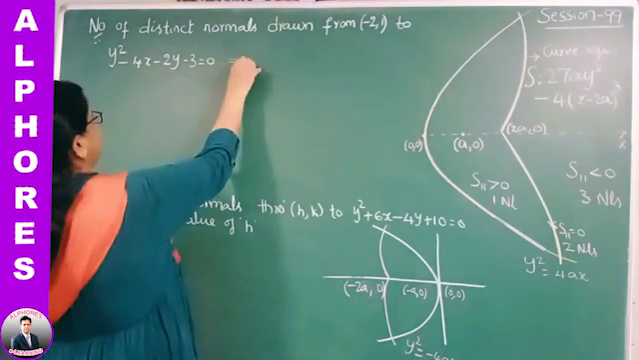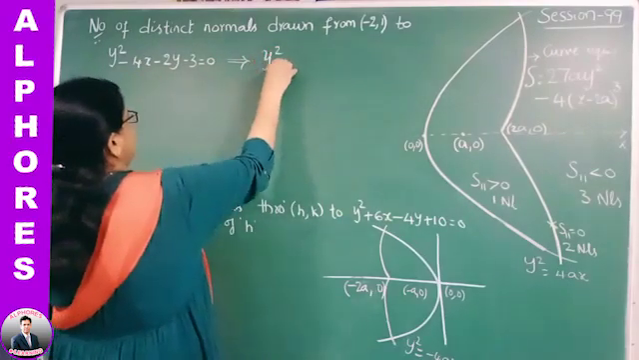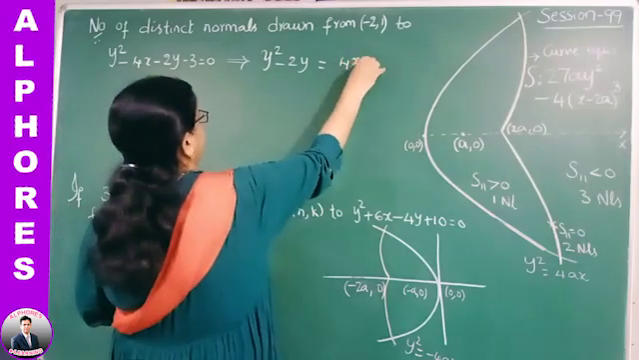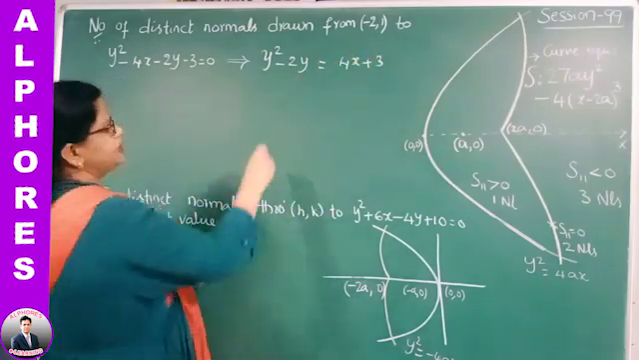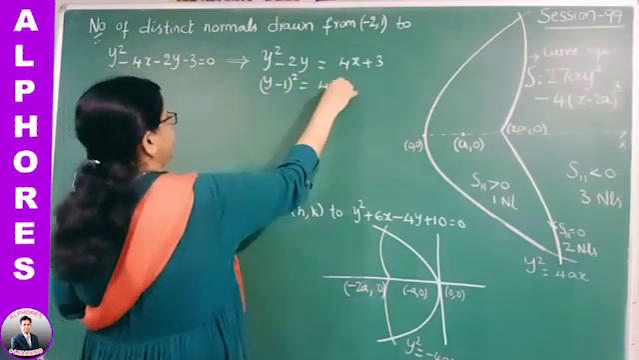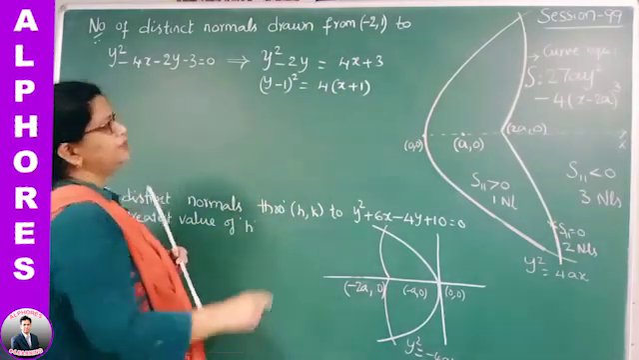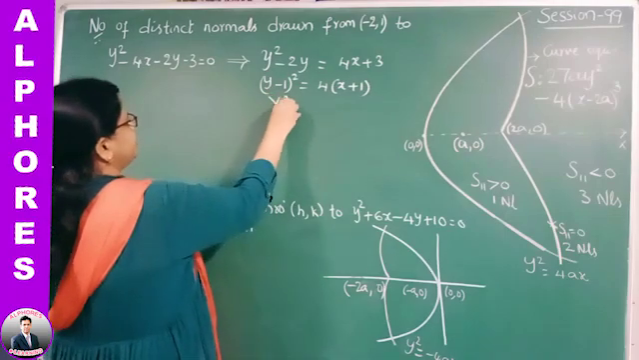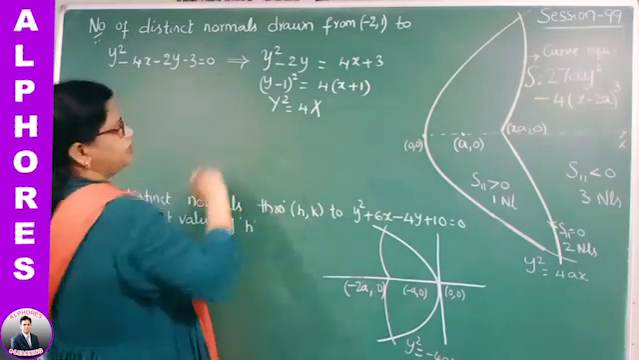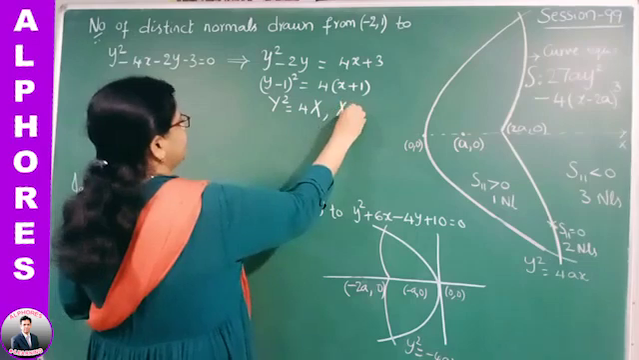First let us convert it into the standard equation form: y square minus 2y, and the other value you can send to that side, it will become 4x plus 3. Then if you add 1 on both sides, we get (y minus 1) whole square equal to 4 into (x plus 1), by adding 1. Now this is the standard form, that is Y square equal to 4X, where capital X is equal to x plus 1.